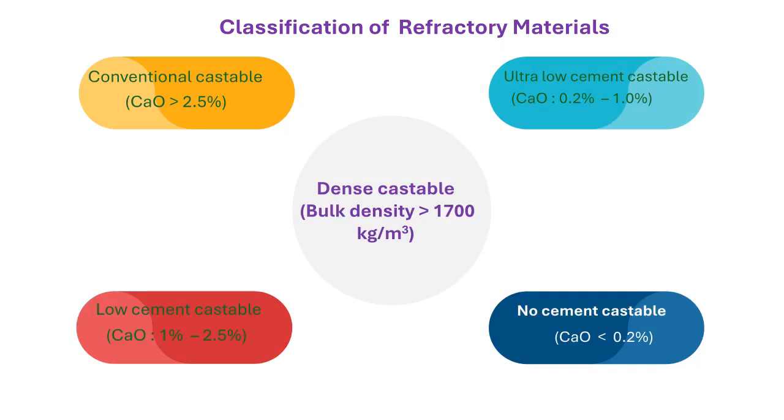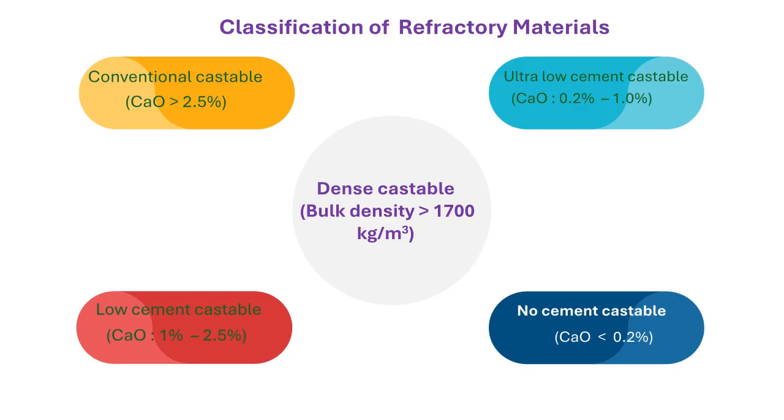Now let's focus on dense castable refractories and how they are further classified. This classification is based on cement content, specifically the amount of calcium oxide. Based on calcium oxide content, dense castables are divided into four main categories. The first category is conventional castables. It contains more than 2.5% calcium oxide, which means they have high cement content. Because of this, they are easy to mix and install, cost-effective, and suitable for general applications.